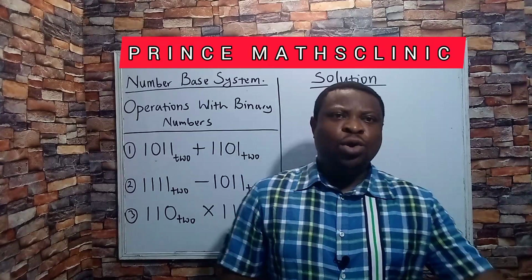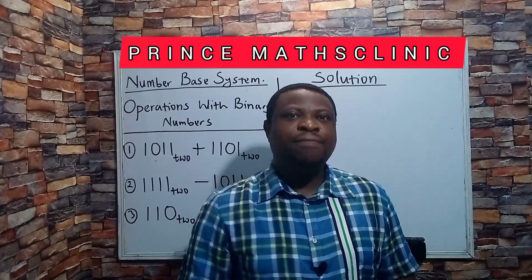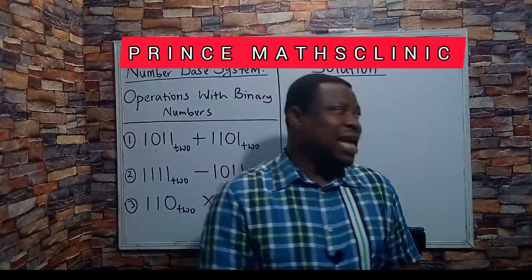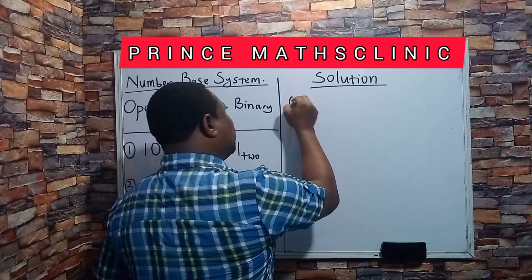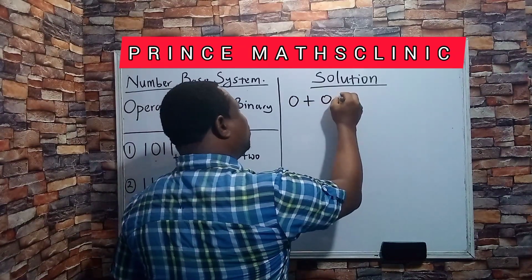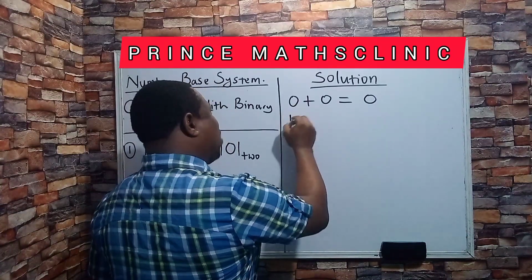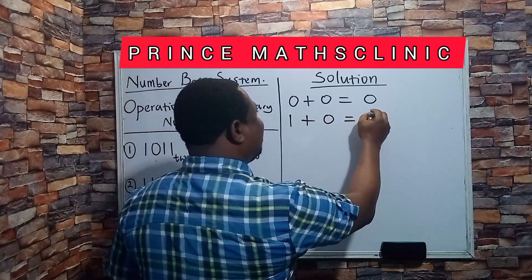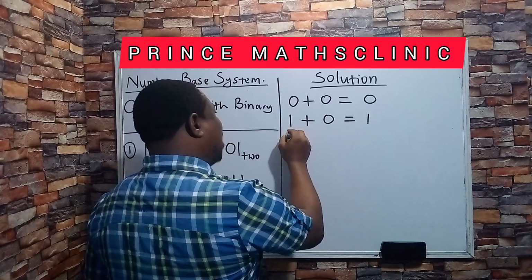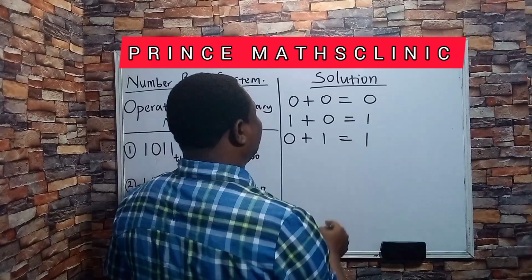But take note, the one thing that you must not forget in the base 2 system is that if you add 0 plus 0, you get 0. And if you add 1 plus 0 in base 2, you get 1. And if you add 0 to 1, you get 1.